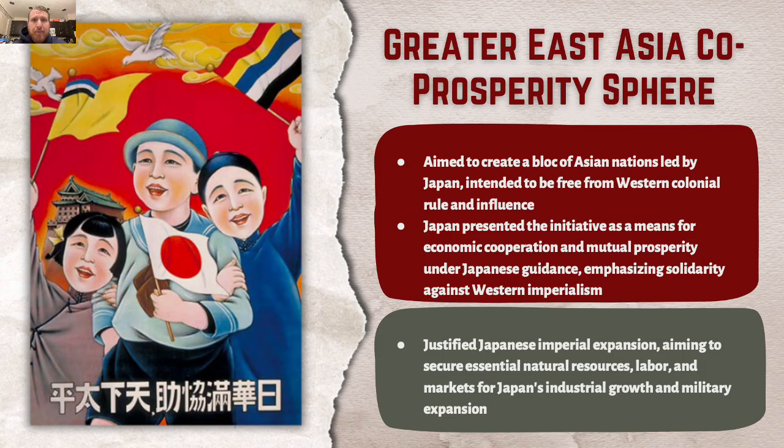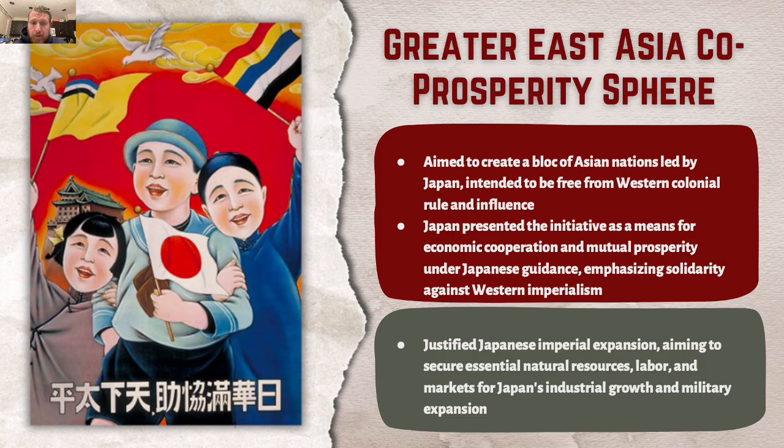Right? The true objective: we want natural resources, we want labor and markets, because Japan's trying to build its industry and its military sectors. So consequently, this led to oppressive Japanese imperialism, where the supposed liberation and prosperity were overshadowed by exploitation and control. I'll say it again: a key factor in the buildup to Japan's involvement in World War II.